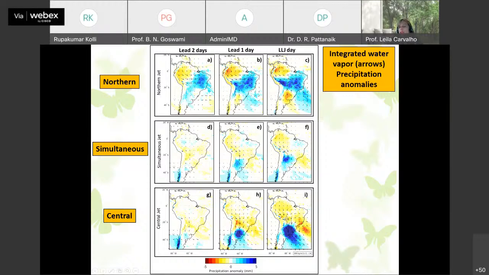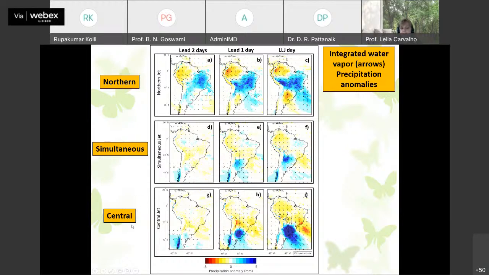Whereas you see more of the suppression, you see this anomalous cyclonic circulation forming here. This is low level, right? And enhancing convection over here along the SACZ, where you see the convergence zone. And then when they are simultaneous, their effects are competing, so we don't see much of this effect. And actually the central jet seems to be more important in enhancing precipitation a little bit in this region.